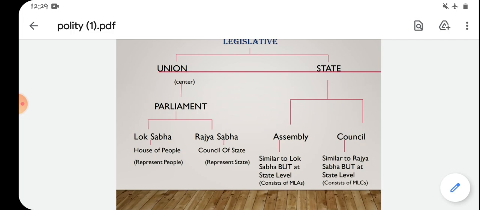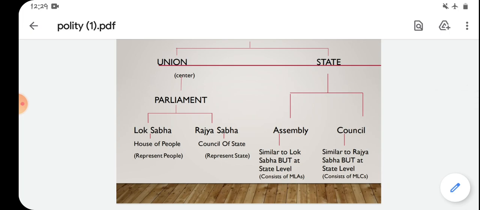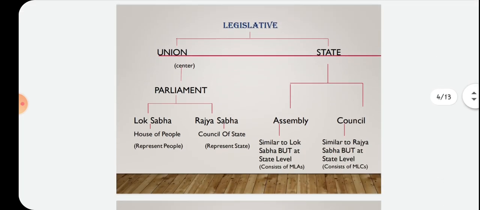And the state legislature is also divided into two types. One is the state legislative assembly, and the second one is the state legislative council. Both come under the state legislature. What is the state legislative assembly? It is similar to Lok Sabha, but at the state level. And the state legislative council is similar to Rajya Sabha, but also at the state level. Here I am talking about the bicameral legislature. Getting my point? Here we are purely discussing the bicameral legislature.